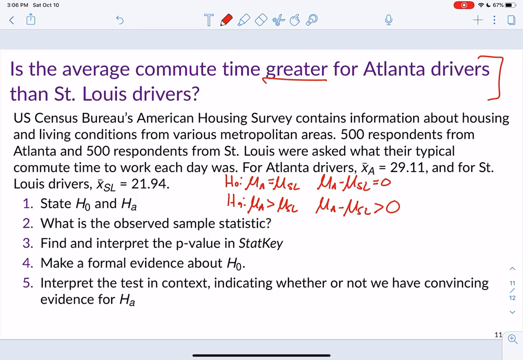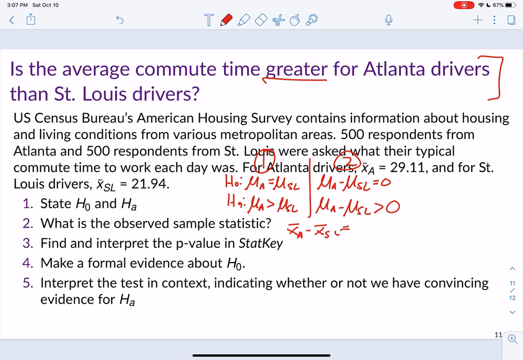And as I mentioned before, you really only have to do one of these sets, either set one or set two. You don't have to write them both ways. I do this just so that you can get a better sense of this. So what is our observed sample statistic? That's going to be x bar of A minus x bar of SL.